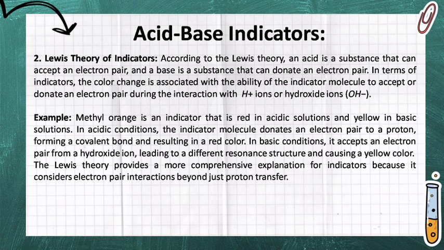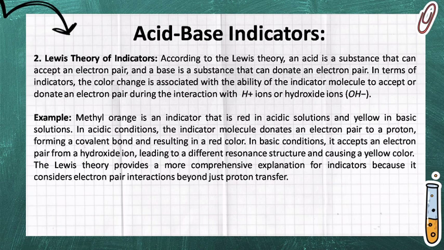Second, Lewis theory of indicators. According to the Lewis theory, an acid is a substance that can accept an electron pair, and a base is a substance that can donate an electron pair. In terms of indicators, the color change is associated with the ability of the indicator molecule to accept or donate an electron pair during the interaction with H+ ions or hydroxide ions, OH-.